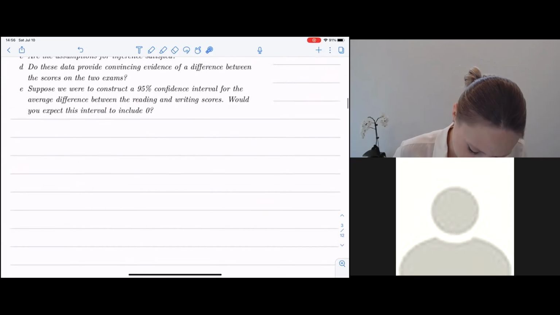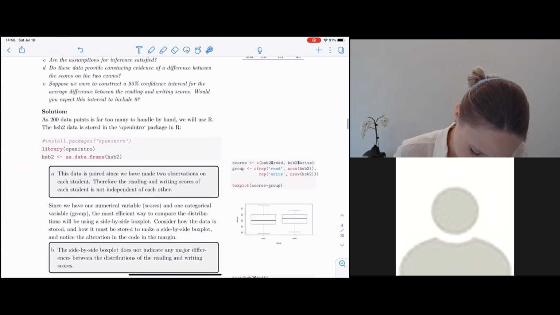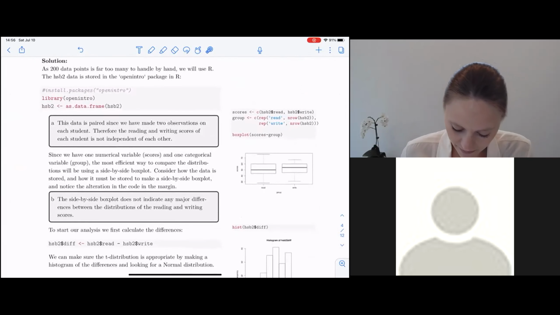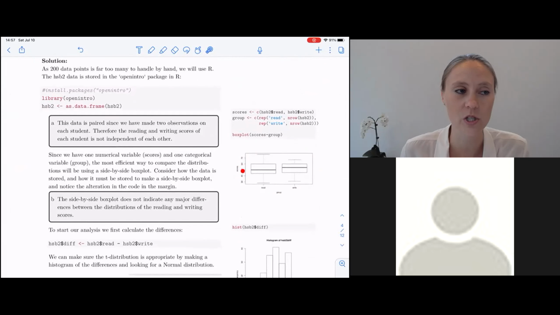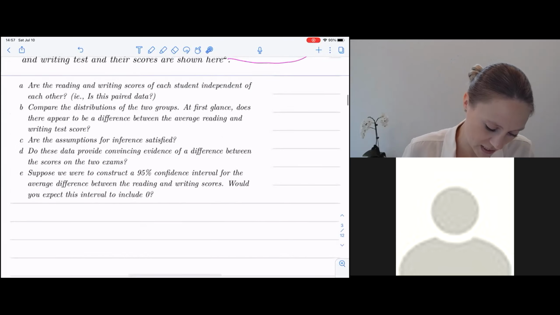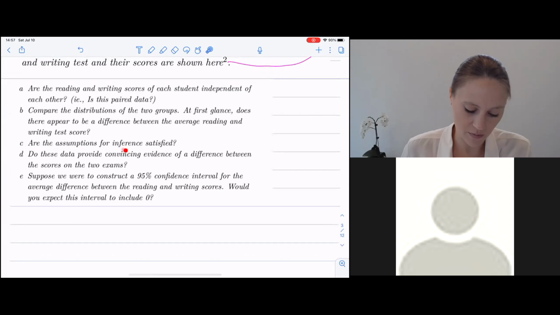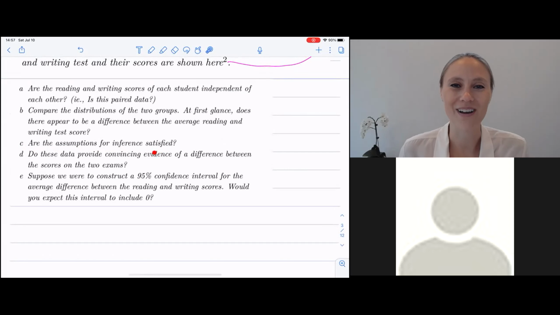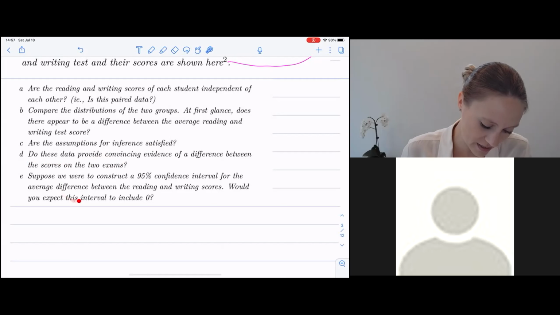I think I have, let's see here. Oh yeah, I have that down here. So maybe just parking lot that question, and we'll go through it when we do the solutions together. So C, are the assumptions for inference satisfied? That's going to rely on that box plot that I just showed you. So if you want to, you can scroll ahead to there, or just sit on it for a little bit.